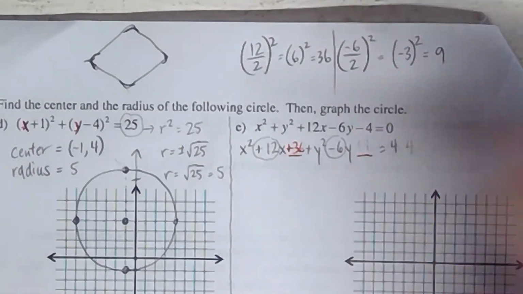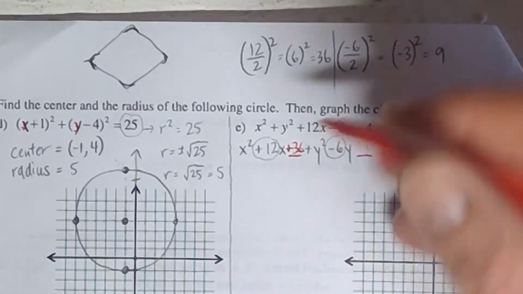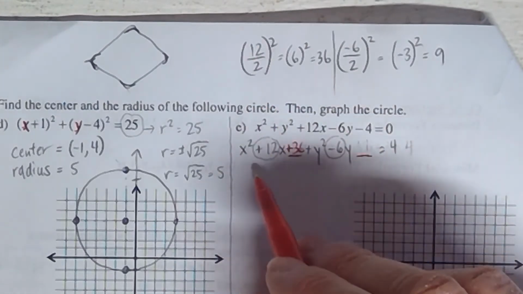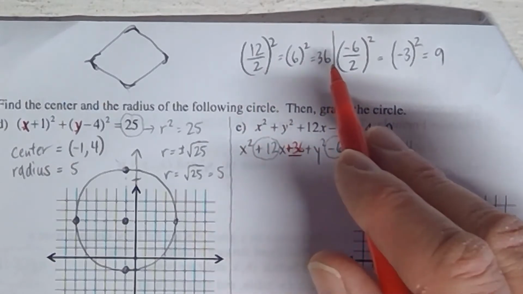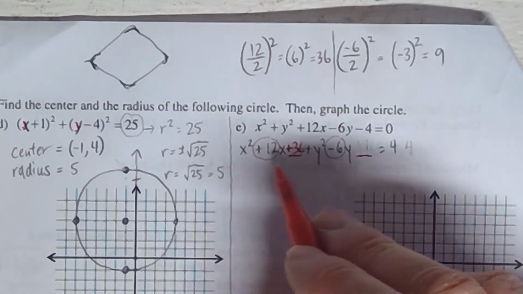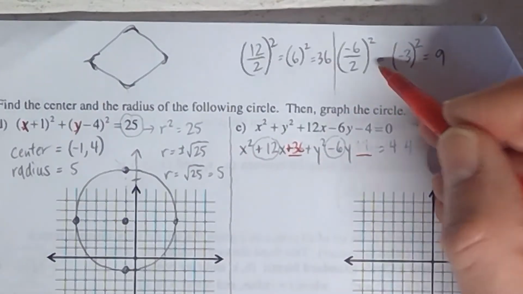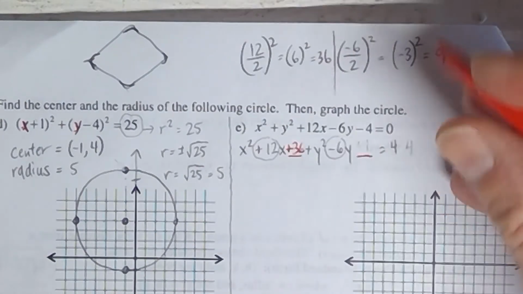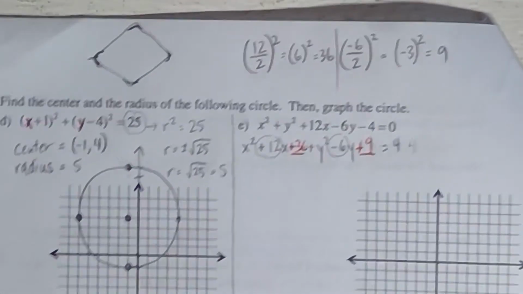So what we do then is we take the 36 and the 9, and we add them to both sides. Well, I'll get to both sides in a minute here, but we add the 36 to this part because the 36 came from the x part, the 12. So you make sure to put these in the correct place. Since the 36 came from the 12, which is the x part, put it with the x part. And then since the 9 came from the negative 6, which is in the y part, we need to put the plus 9 with the y part.